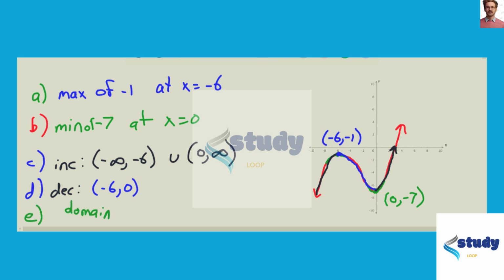Next, part E, we want to find the domain. Well, the domain is all the possible x values. So if you read this graph from left to right, this graph is going to hit every single x value, which means that our domain is all real numbers. So we're going from -infinity to positive infinity.